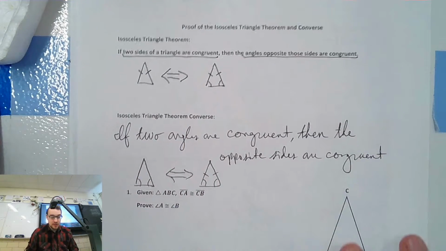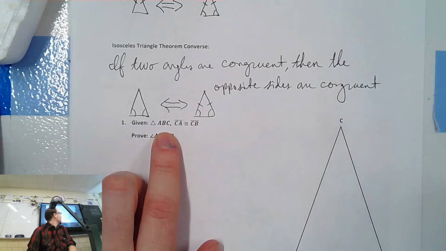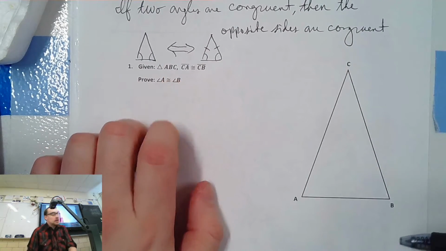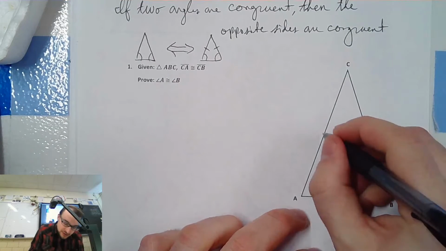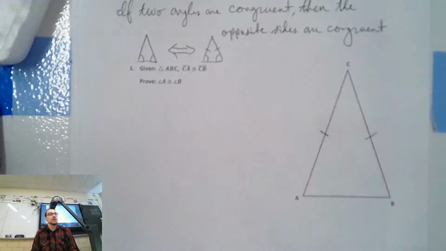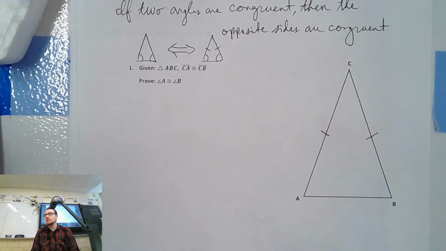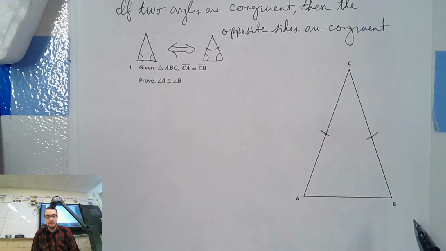Essentially. So here we are down here, and they've given us triangle ABC. There it is, triangle ABC. And they've told us that CA is congruent to CB. So that means this and this are congruent. So now we're going to prove that angle A and angle B are the same, right? Isn't that the theorem? These two are the same and these two are the same, right? So we're going to prove that.